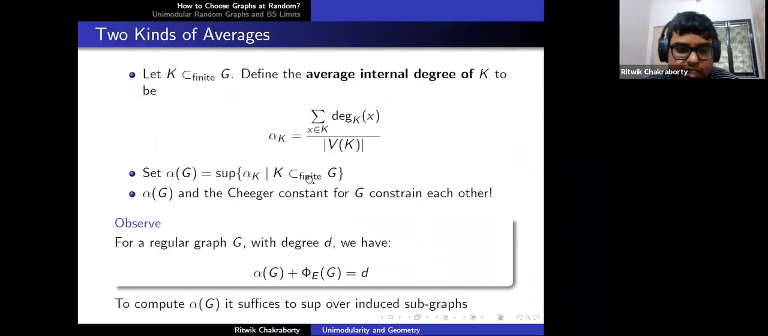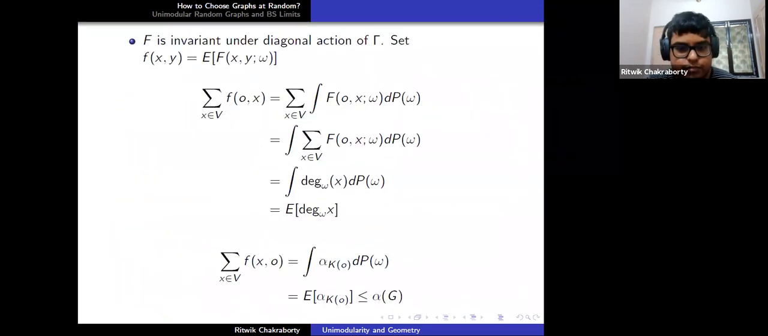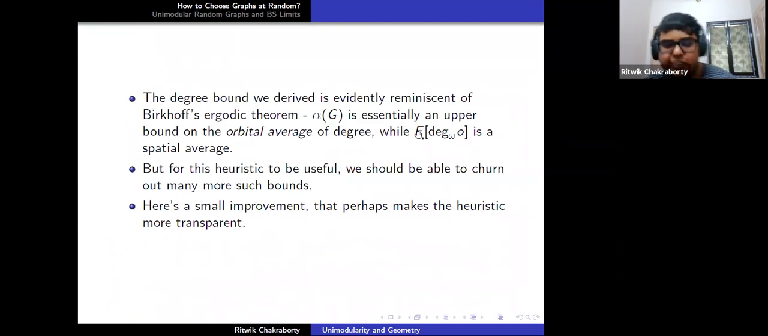So as you see, alpha G over here is essentially some sort of an orbital average. You don't really have a dynamical transformation over here that gives you orbits. So what's the next best thing that you can do? You can take finite subgraphs of G, compute the average internal degree, and take its supremum. In fact, if you like, you could take a nested sequence of finite subgraphs of G which comprise an exhaustion of G, and that should give you a much better idea of how this looks like an orbit. And the expected degree is literally an integral, so it's a spatial average. Therefore, this is why it's reminiscent of Birkhoff's ergodic theorem.